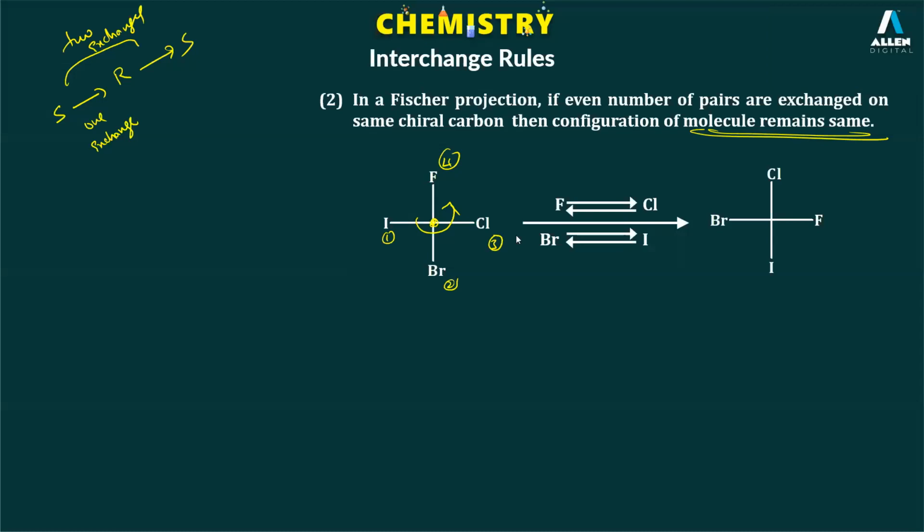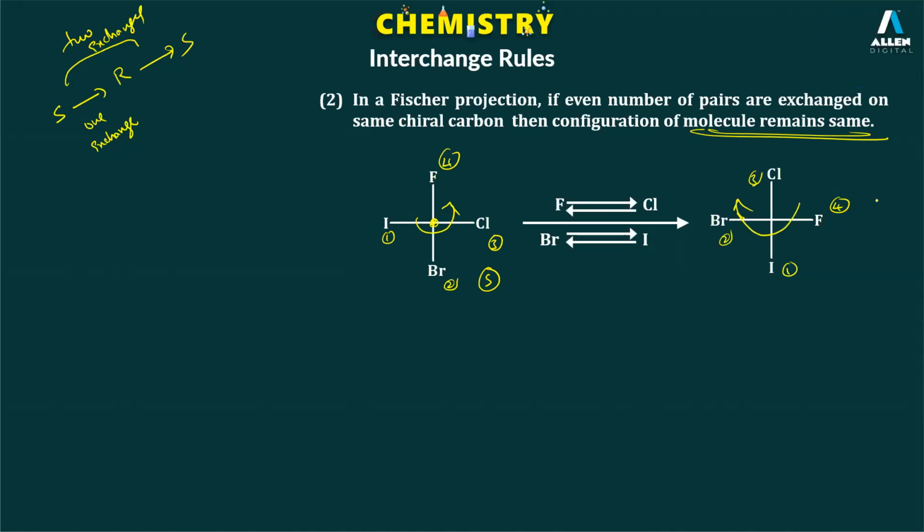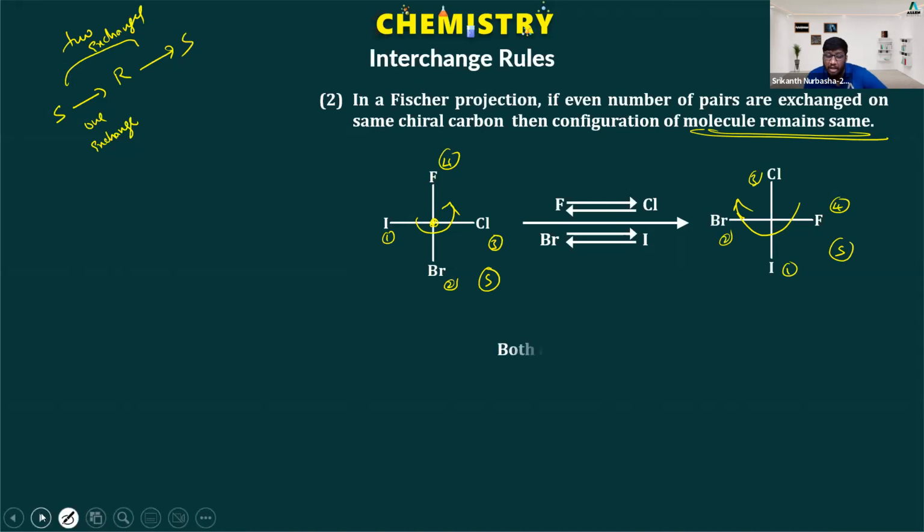Yes, sir. S. It is going anti-clockwise direction, right? 1, 2, 2, 2, 3. You are going in the anti-clockwise direction. Anti-clockwise means S. What about here? Fluorine least priority. 1, 2, 3. You are going in the clockwise direction. Clockwise means R, but fourth priority on the horizontal, so it should be S. So whenever you perform even number of exchanges, the configuration was same. So both the compounds are again said to be identical nature, identical or homomers.